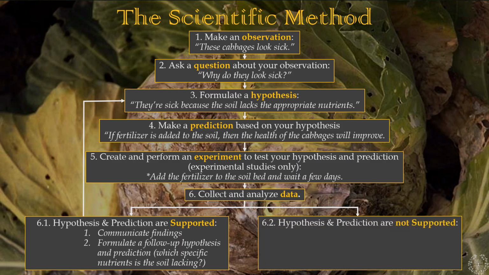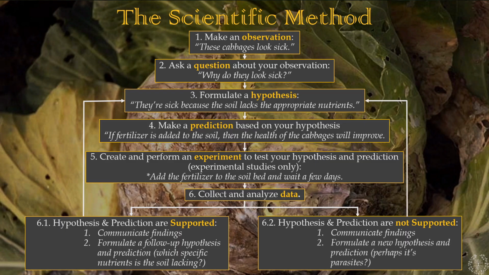Alternatively, your hypothesis and prediction might be unsupported. In these cases, it's still useful to communicate your findings so that others aren't as inclined to test your failed hypothesis again, though sometimes retesting a hypothesis can actually still be useful. From there, you can either give up and do something else with your time, or if you're feeling tenacious, you can test another hypothesis. Maybe the soil nutrition is fine, but there are some parasites or other pests present causing the crops to fail.